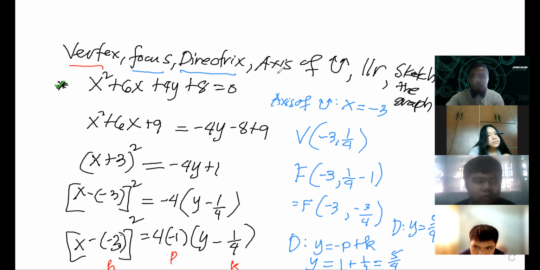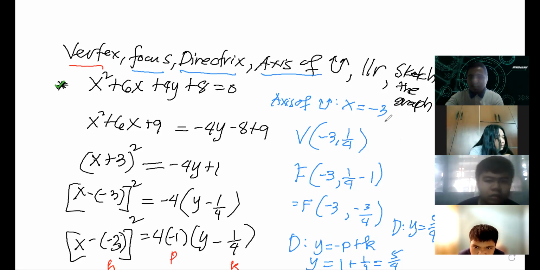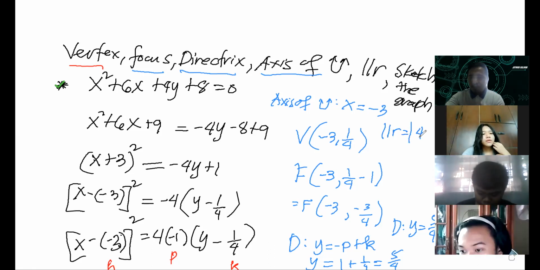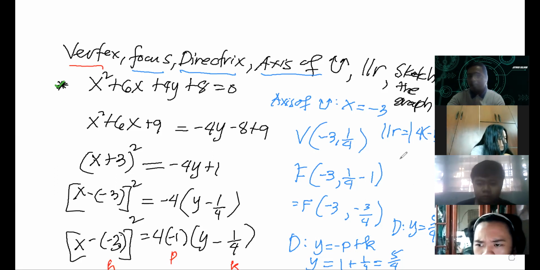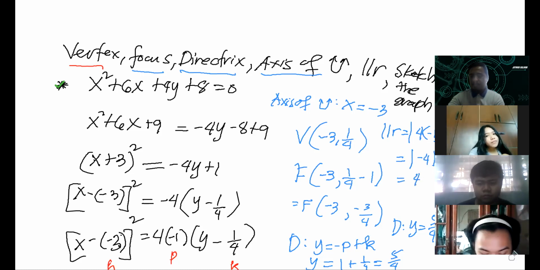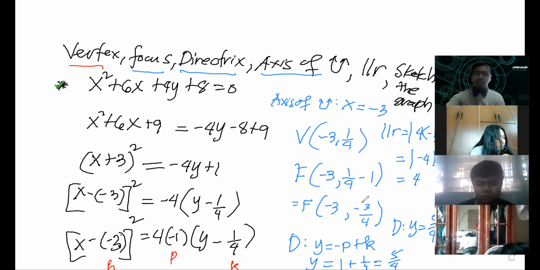Okay. So what else? Length of the latus rectum. What is the formula for the length of the latus rectum, class? The absolute value of 4p. Your p is negative 1, right? So the absolute value of 4 times negative 1. So it becomes the absolute value of negative 4, and that is just 4 units.